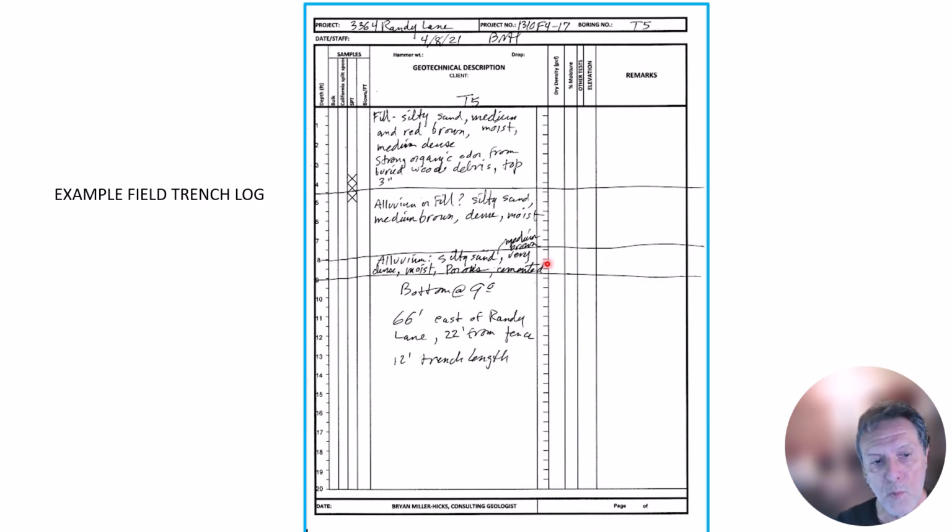So here's one of my boring logs as a sample. Excuse me. This is a field trench log. Yes, it's not a boring, it's a trench. And so you write a material description in here. Here are indications of the sampling. And so we had 4.5 feet of fill. And then we had 4.5 to 3.5 feet of alluvium or fill, not quite sure. And then more alluvium, and the bottom at 9 feet. So this is generally what a field trench log or boring log would look like.